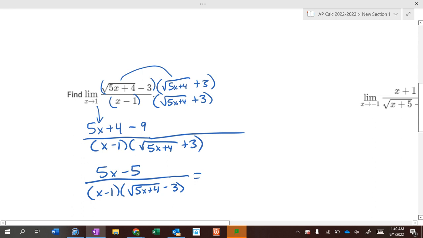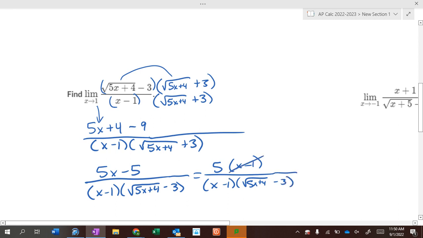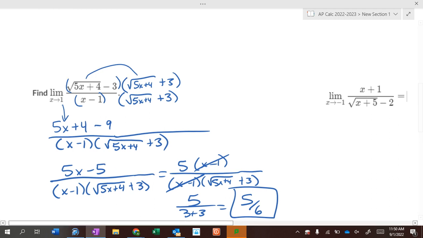Okay, so now what can we do in the numerator? Take out a 5 and we get x minus 1. In the denominator, x minus 1, the square root of 5x plus 4 minus 3. The x minus 1's cancel. Now if we stick in the 1, this should be plus 3. So it's 5 over 3 plus 3, which is 5/6. And that's our limit. Sorry, that was difficult. Let's do another one.